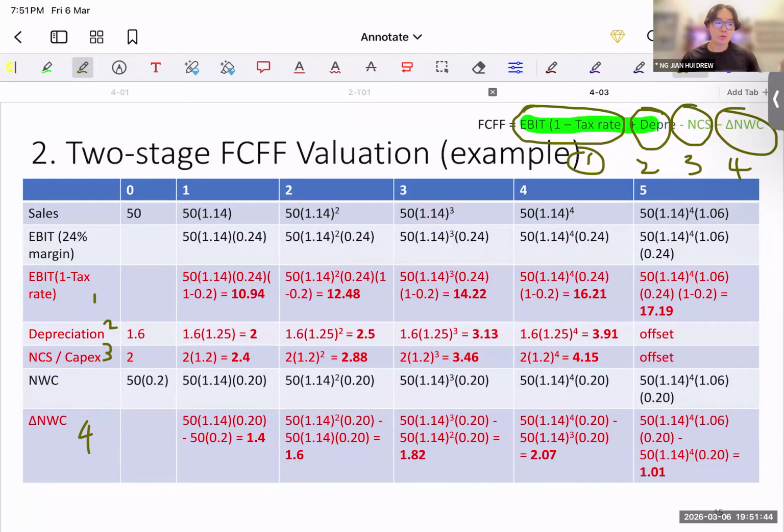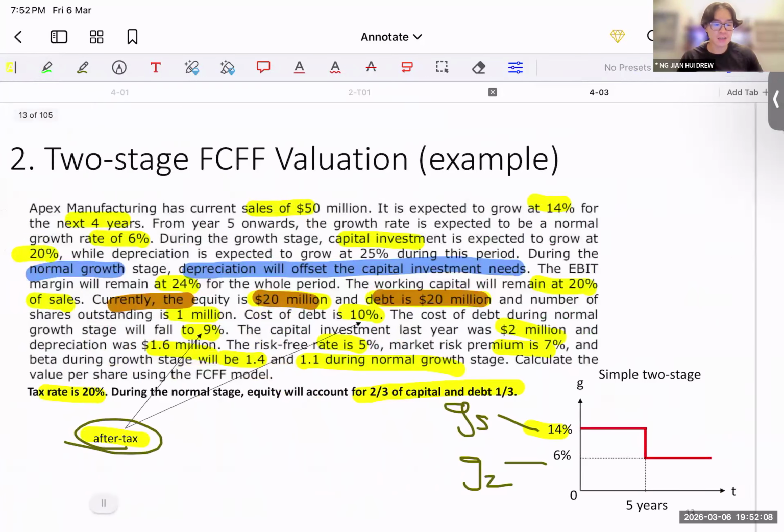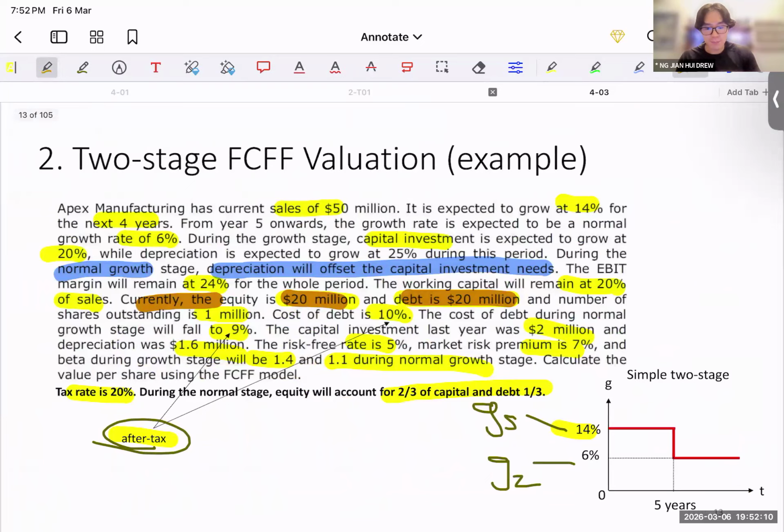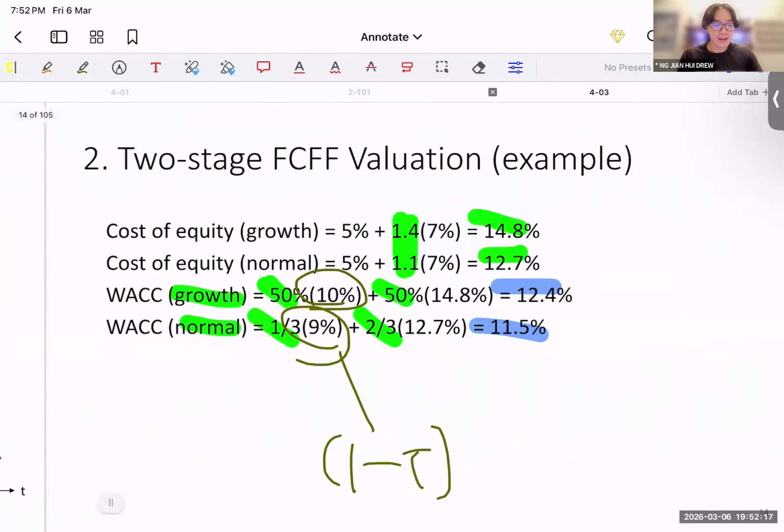So we understand from the question that sales start at 50 million. Your sales is going to grow at a supernormal pace of 14% for the first 4 years, which is what we see here, and then grow at a normal pace of 6%. I'm just going to flip back to show you. These are the values we are picking: 14% at supernormal and 6% at normal, given in the question as well.